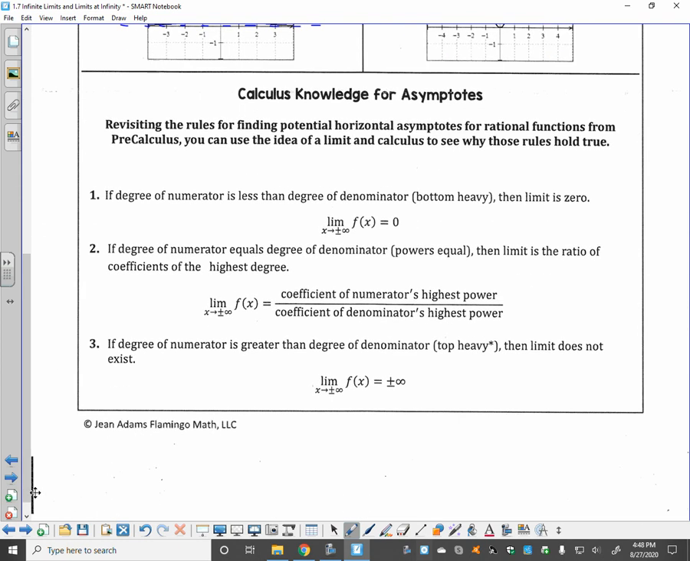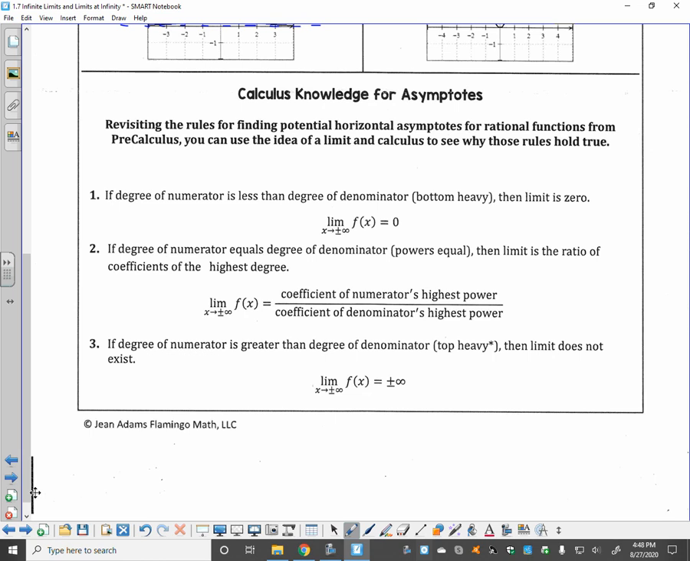All right, calculus knowledge for asymptotes. Revisiting the rules for finding potential horizontal asymptotes for rational functions from pre-cal, you can use the idea of a limit in calculus to see why those rules hold true. If the degree of the numerator is less than the degree of the denominator, in other words, the bottom is heavy, then the limit is 0.